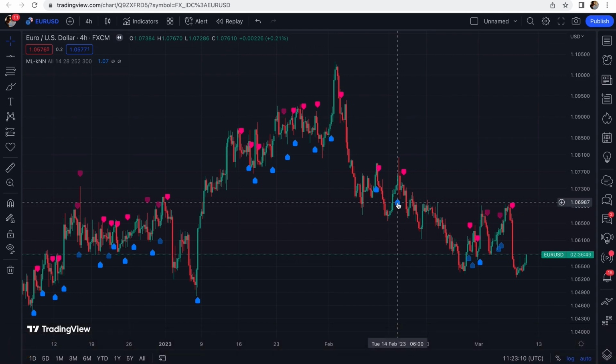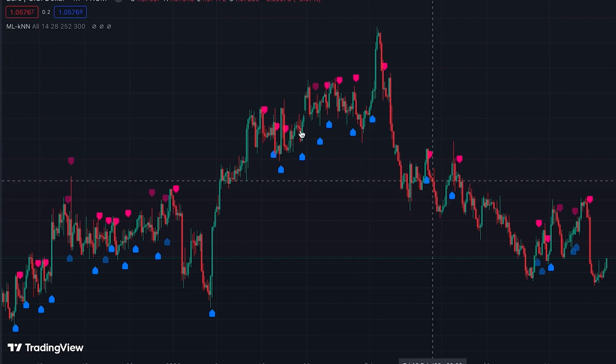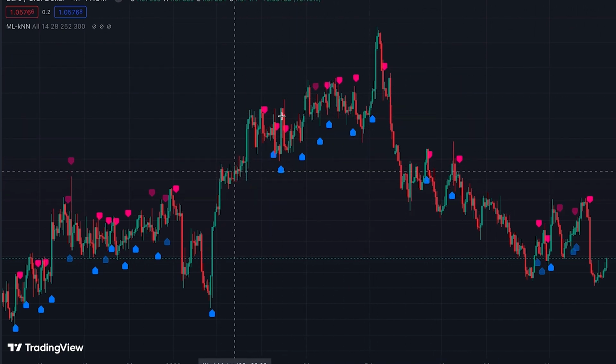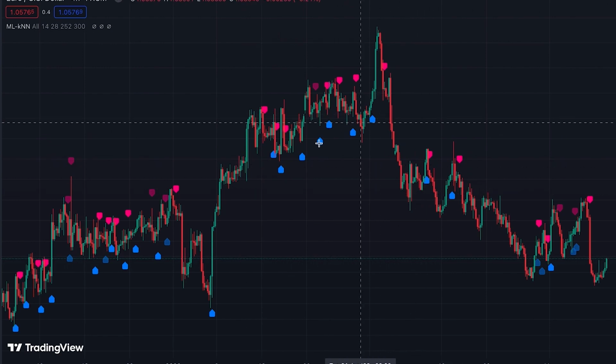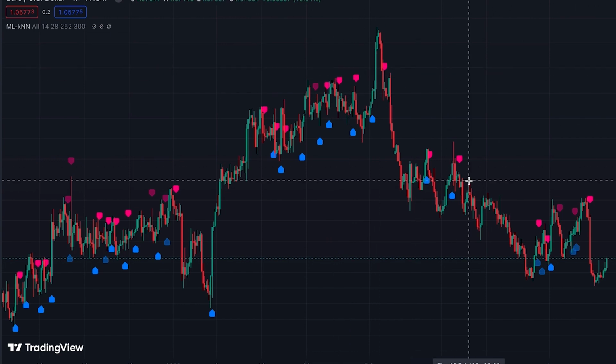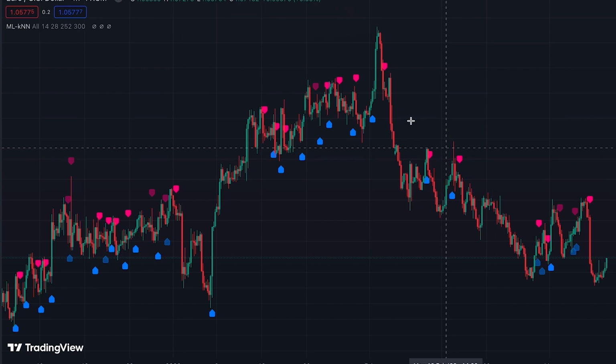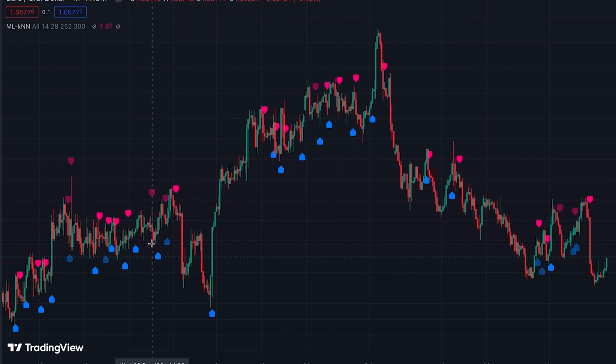Alright, as I mentioned earlier, these blue and pink labels that you see on the chart are buying and selling signals that are generated by the help of this indicator. The blue labels signal us for opening long positions and the pink labels signal us for opening short positions. If you look carefully, you can clearly see that after each of these signals, we really had a change in the direction of the market.